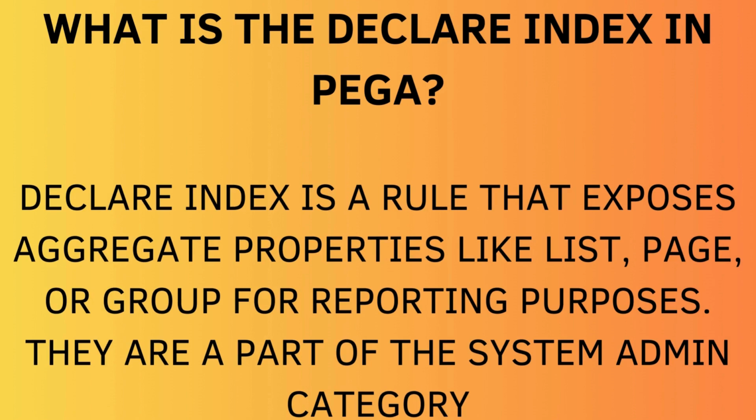What is the declare index in Pega? Declare index is a rule that exposes aggregate properties like list, page, or group for reporting purposes. They are a part of the system admin category.